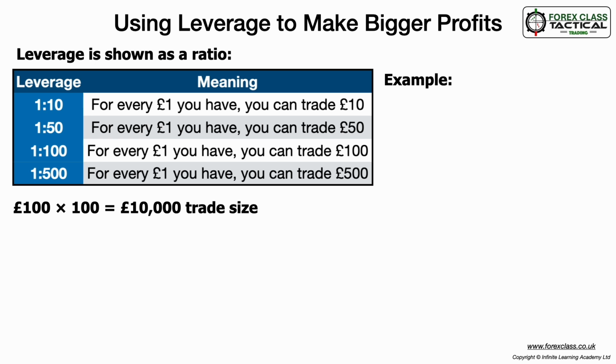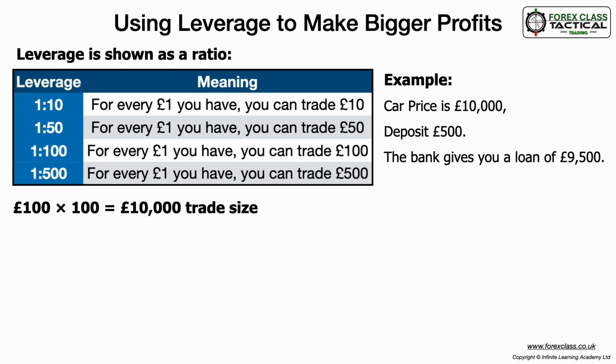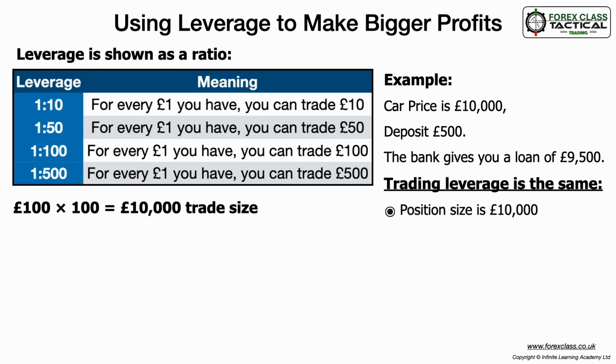Let's use a real-world example. Imagine a car costs £10,000. You deposit £500 and the bank lends you the remaining £9,500. Trading leverage works in exactly the same way. Your position size is £10,000. Your margin or deposit is £100, and the broker effectively lends you the rest.